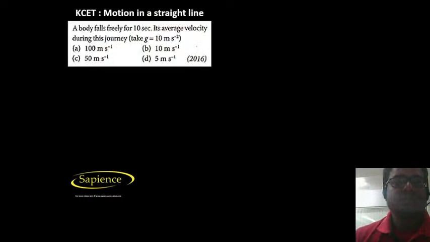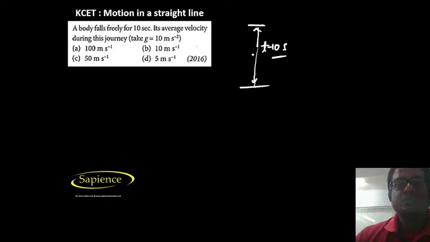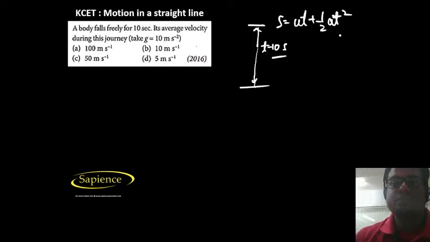Then it is told a body falls freely for 10 seconds. Time is 10 seconds. Its average velocity during its journey is, okay. So it is obviously a uniformly accelerated motion here, so s equal to ut plus half at square can be used, since the acceleration is constant. Here the acceleration is equal to g, which is the acceleration due to gravity.